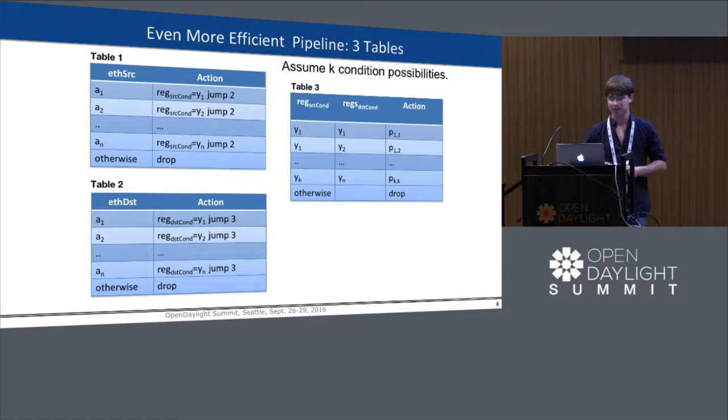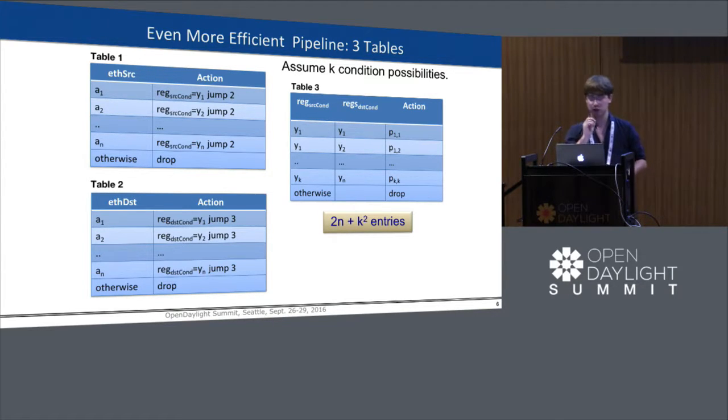If we use 3 tables, the first 2 tables map source and destination to a particular ID of condition set in the metadata, and then the third table maps these 2 condition IDs to produce an action. We can simplify our tables down to 2n plus k squared entries. n for the first 2, since we need to consider all n hosts in our host table, and k squared in the third table, since we're merely matching each of our source conditions with each of our destination conditions.